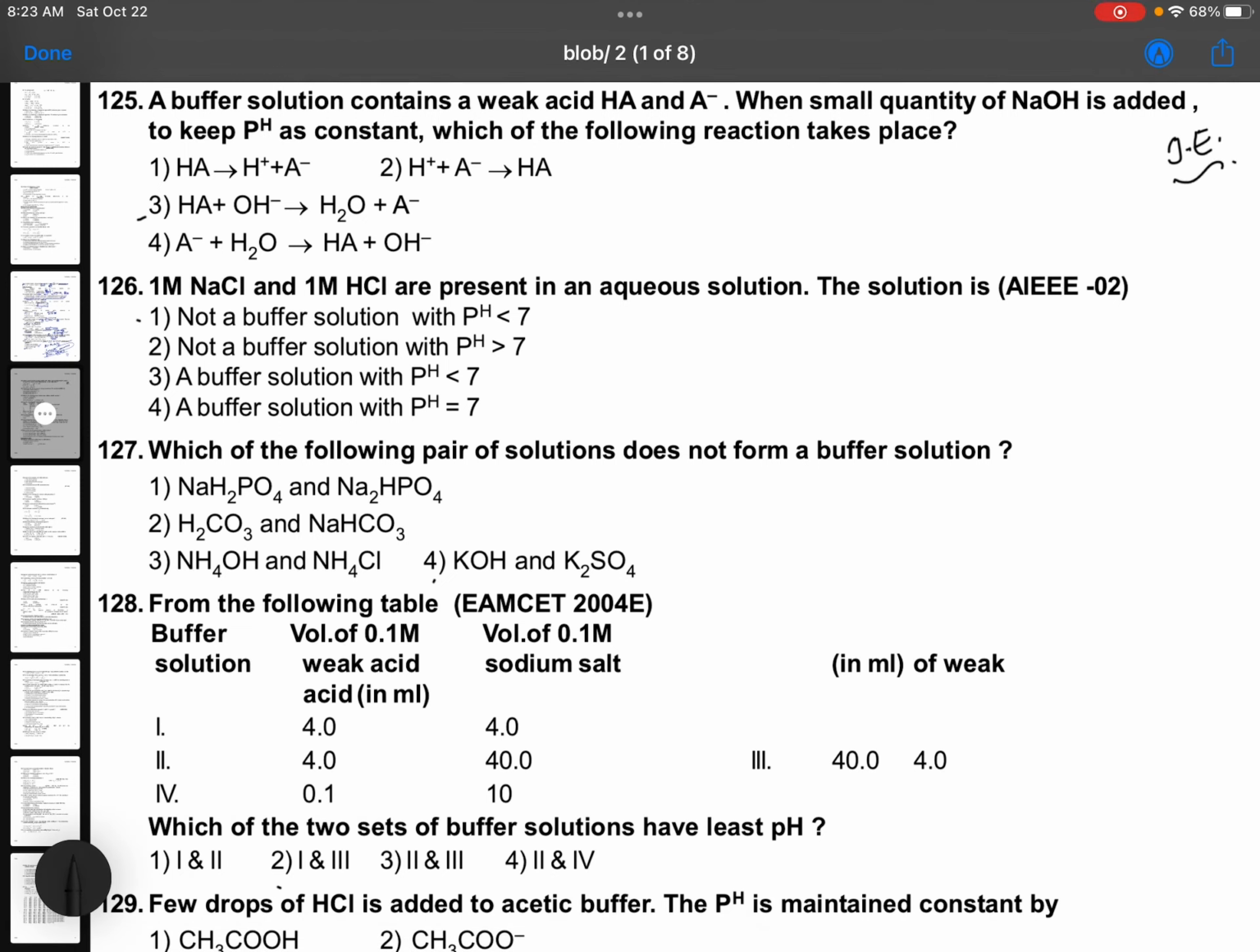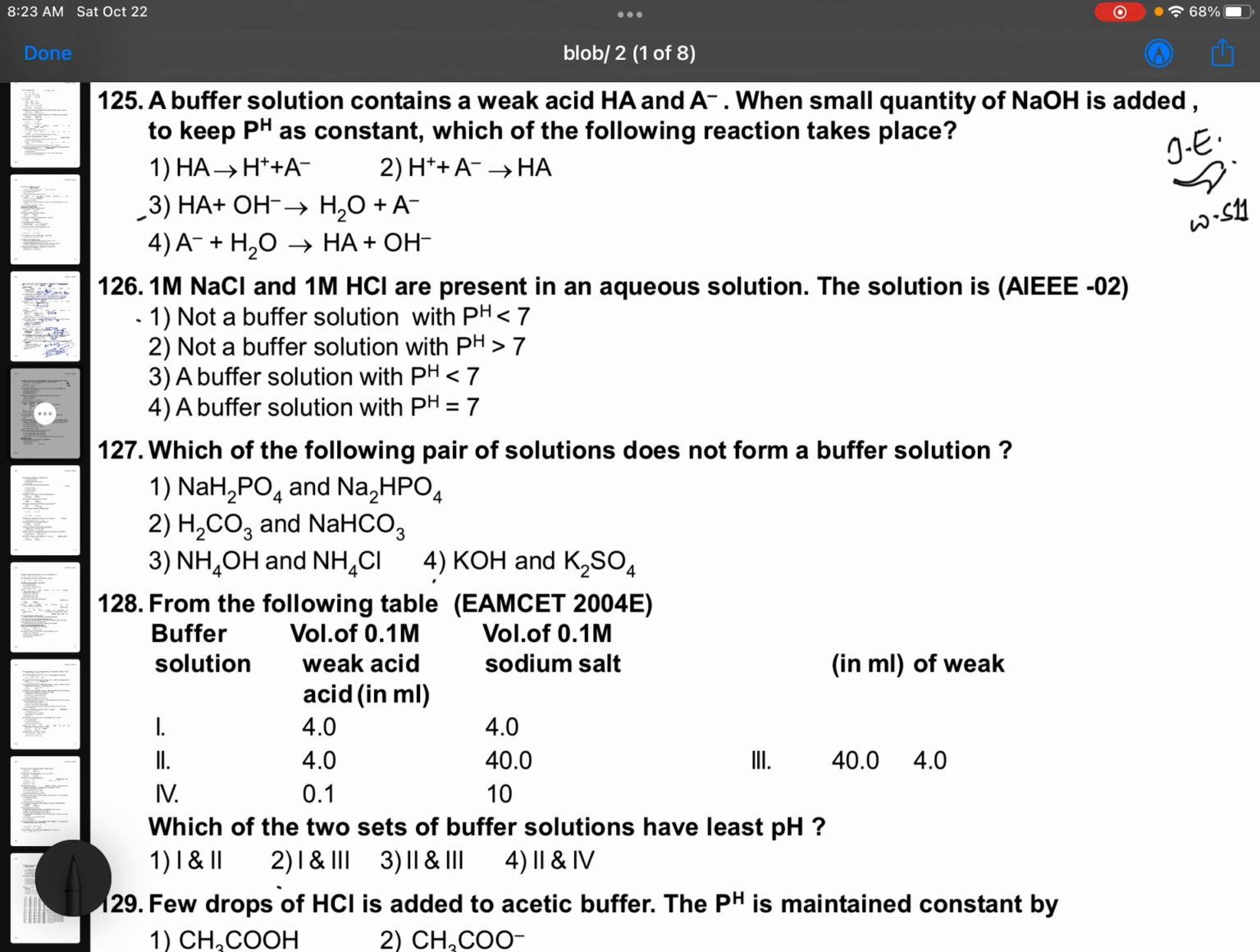Fundamental questions, conceptual questions, basic level questions about ionic equilibrium. This is worksheet 11. So 124 questions are there in our earlier videos. You can check those. Okay. Now we are with buffers.